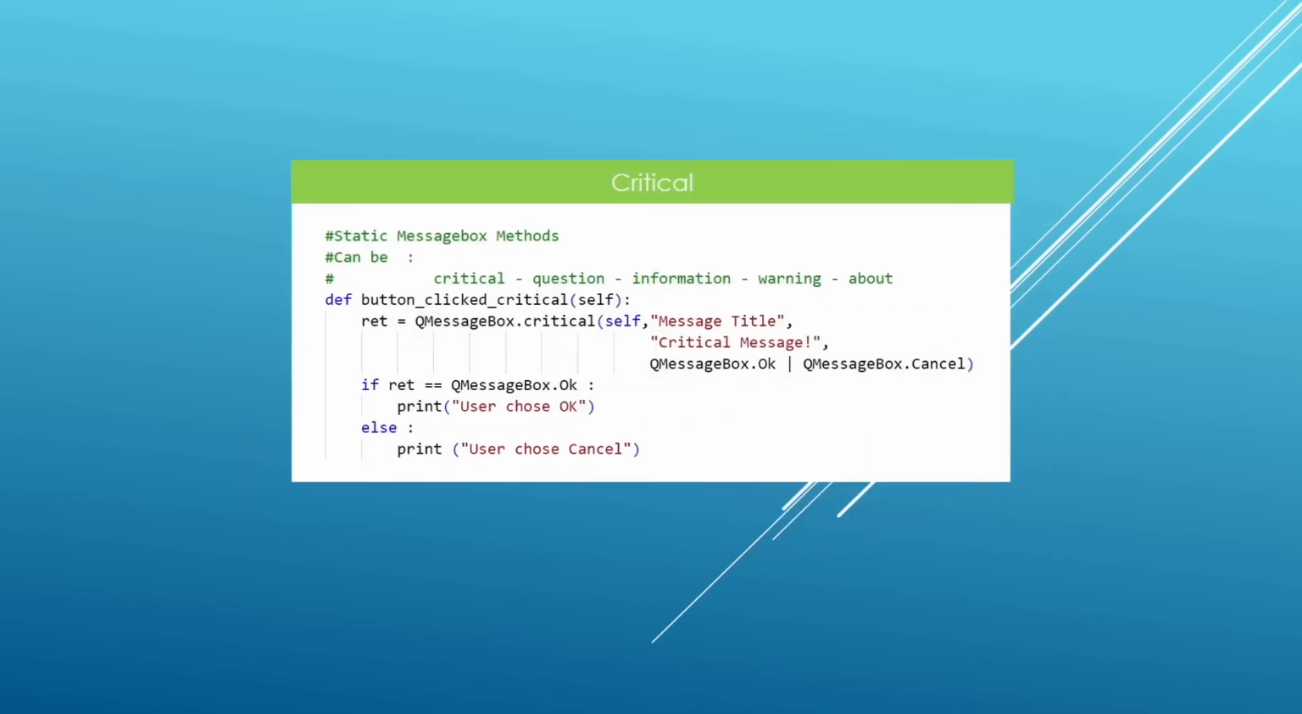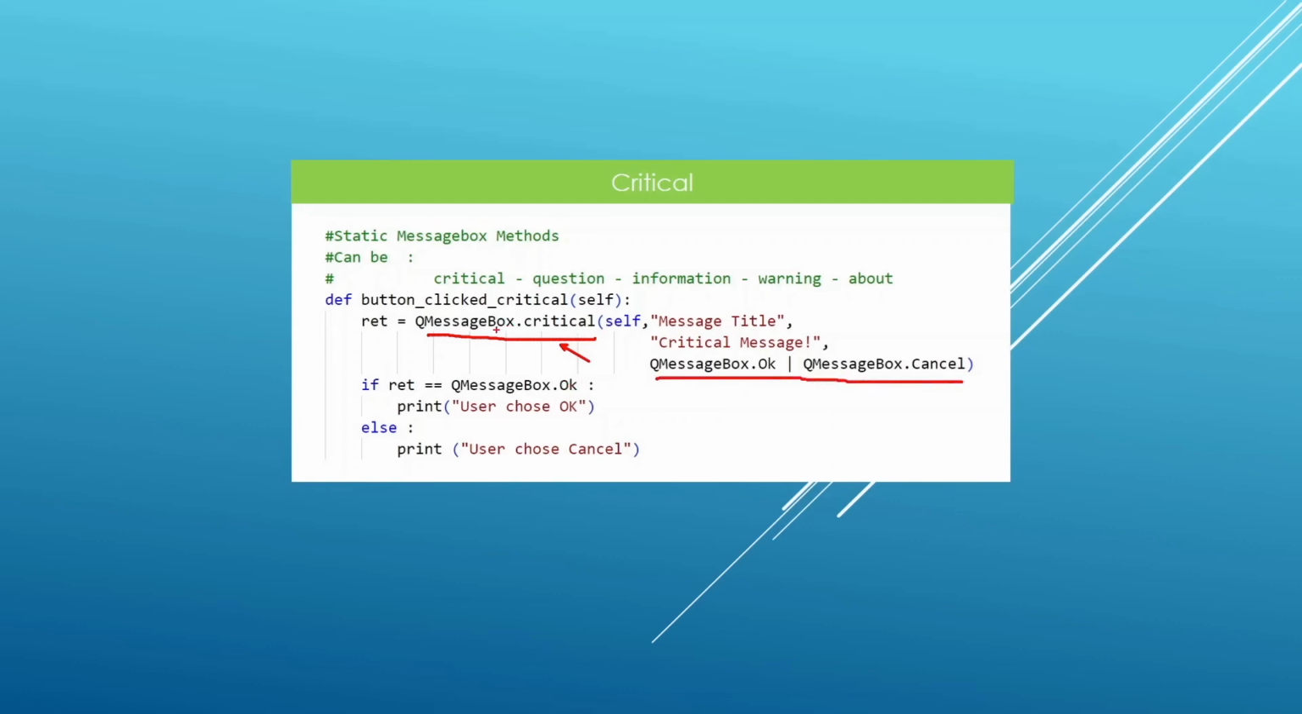Qt provides a bunch of static methods you can call on QMessageBox to show different kinds of message boxes. And it's really simple to trigger. All you have to do is say QMessageBox.critical, and this is going to give you a critical message box. You can pass in the parent, the title, the message, and the kinds of buttons this thing is going to show.